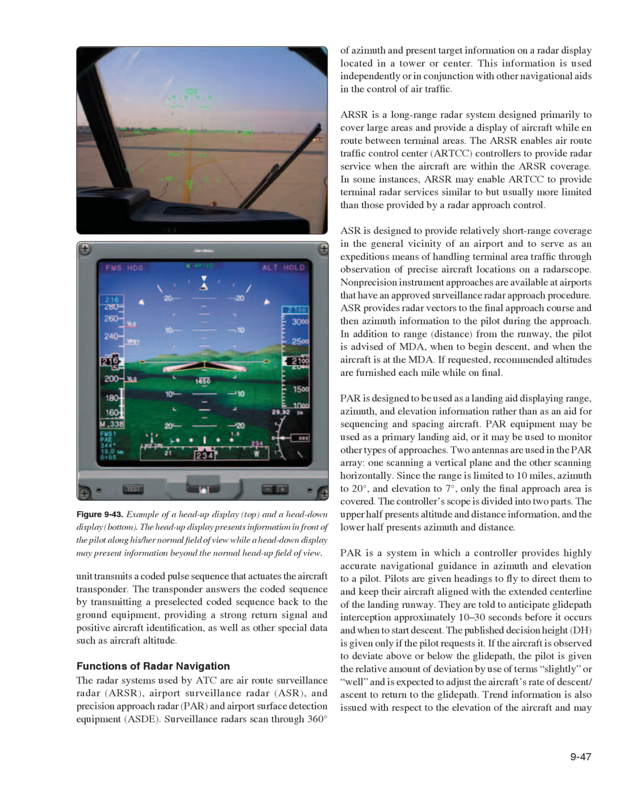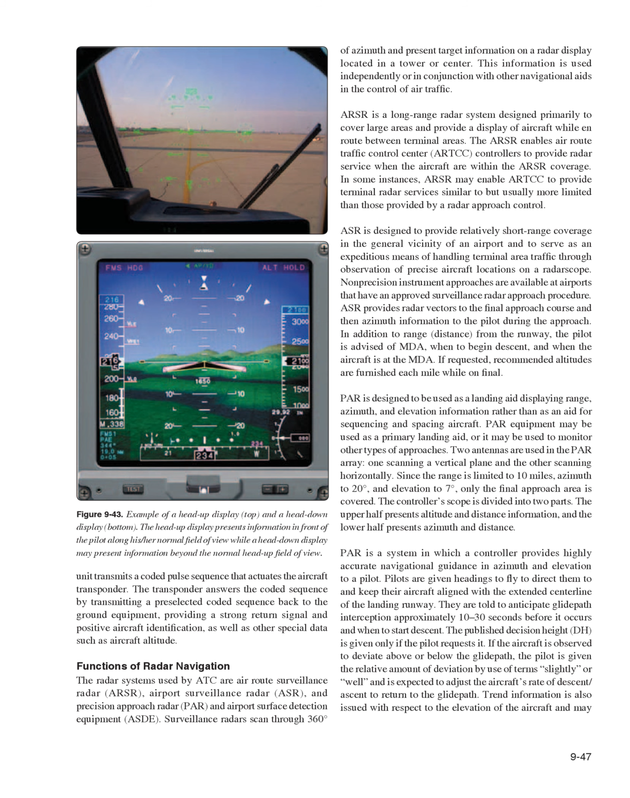The interrogating unit transmits a coded pulse sequence that actuates the aircraft transponder. The transponder answers the coded sequence by transmitting a preselected coded sequence back to the ground equipment, providing a strong return signal and positive aircraft identification, as well as other special data such as aircraft altitude.